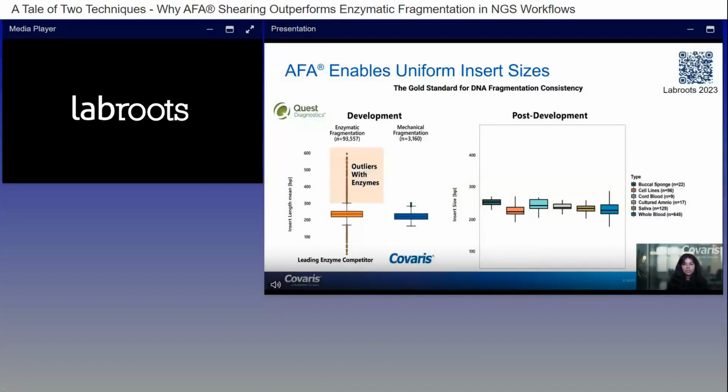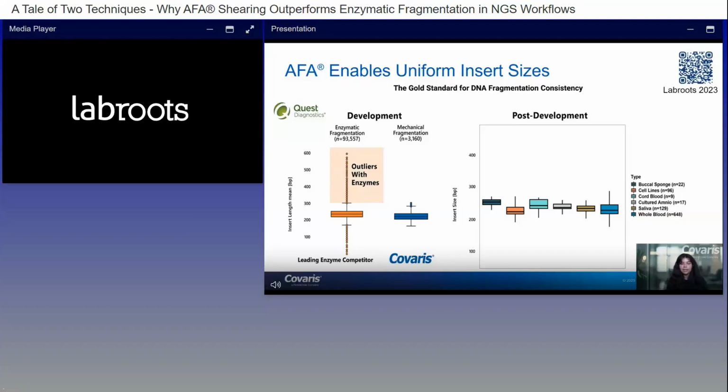Hopefully you can appreciate why shearing uniformity is a really important metric to look at when we're evaluating library preparation methods. And we actually have some pretty interesting data on this. Here we have data that's been discussed previously in another LabRoots webinar with Quest Diagnostics. If you're interested in taking a closer look, you can utilize that QR code in the corner. But let's take a look at some of this data. In the first figure here, we have a look at the average insert sizes for libraries sheared using enzymatic fragmentation as opposed to Covaris ultrasonication.